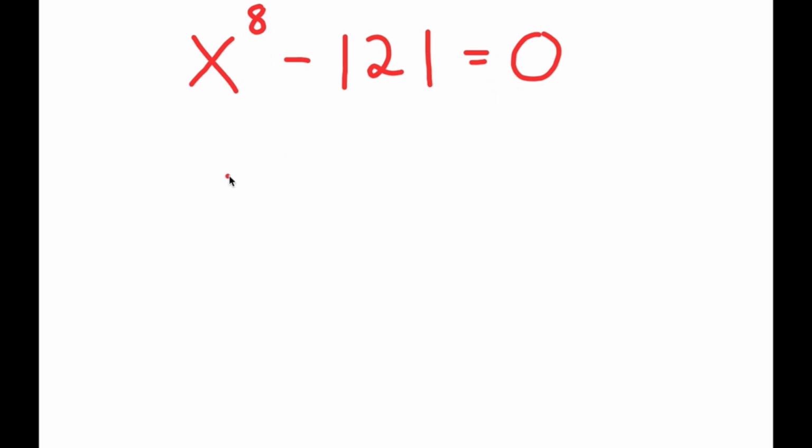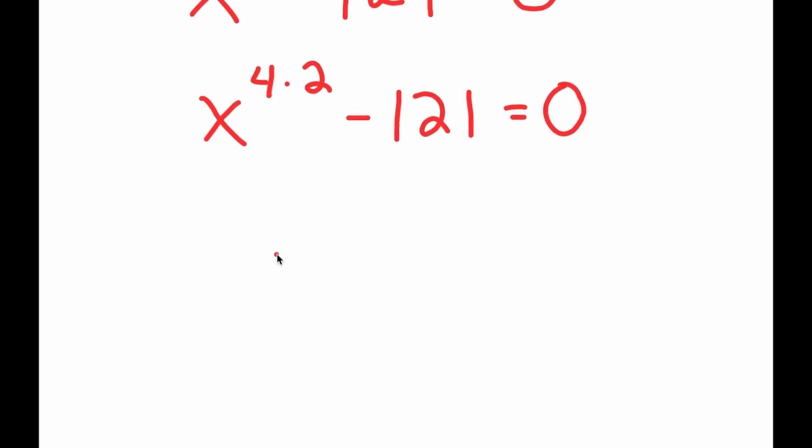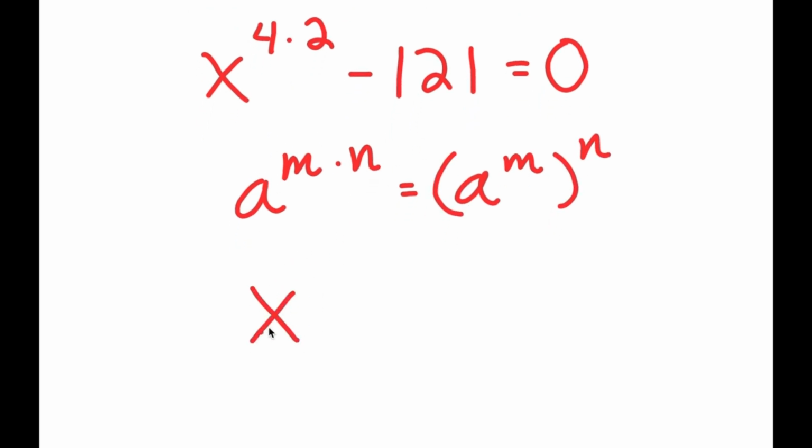is to rewrite x to the power of 8 as x to the power of 4 times 2. Now, if I have something in the form a to the power of m times n, this is equal to a to the power of m to the power of n. So x to the power of 4 times 2 is equal to x to the power of 4 to the power of 2. Now I have this minus 121, which we can rewrite as 11 to the power of 2.